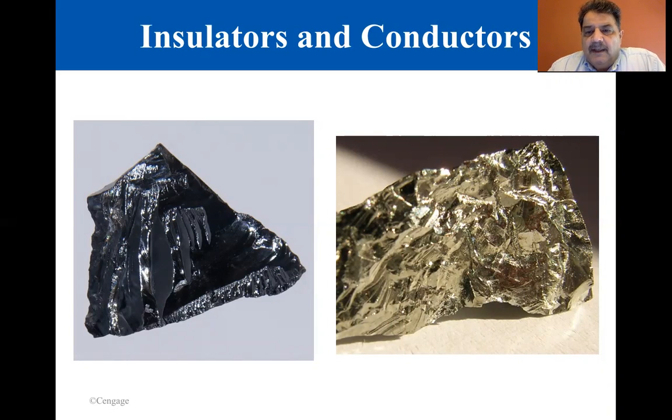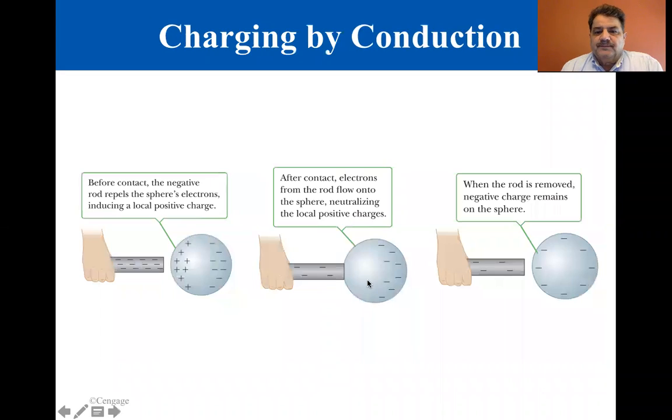Okay, charging by conduction. Let's think of a negatively charged rubber rod which is brought into contact with an insulated neutral conducting sphere. The extra electrons on the rod repel the electrons on the sphere, which creates local positive charges on the neutral sphere, as shown in the figure on the left.